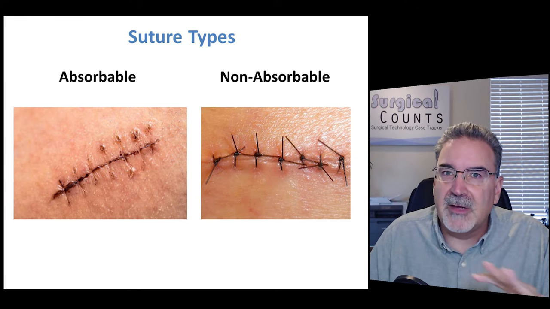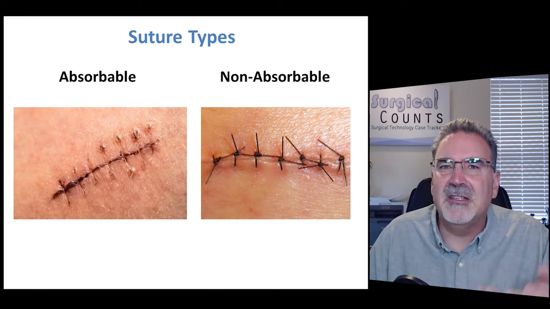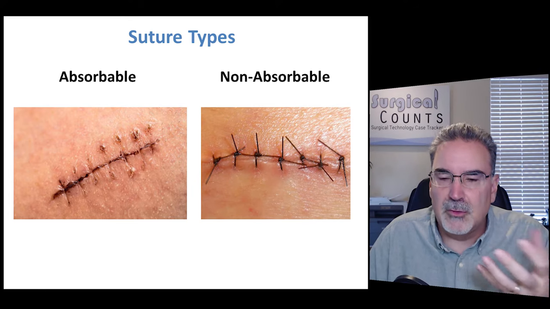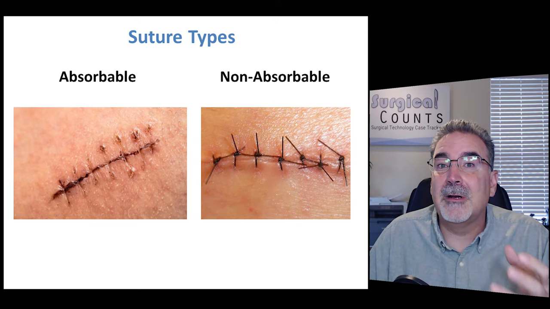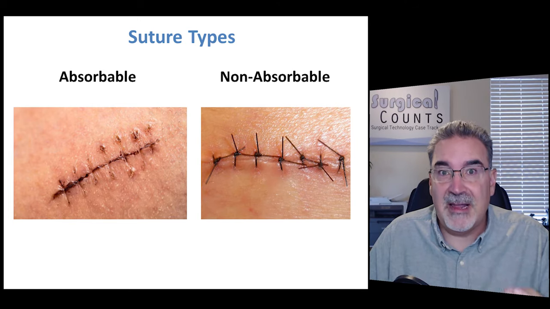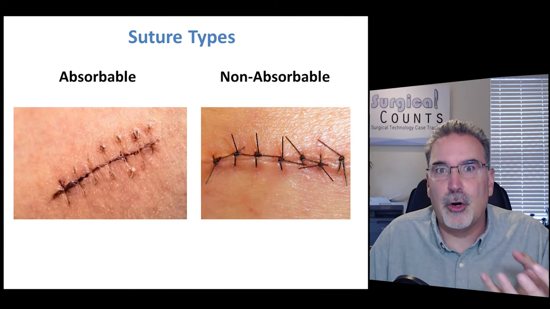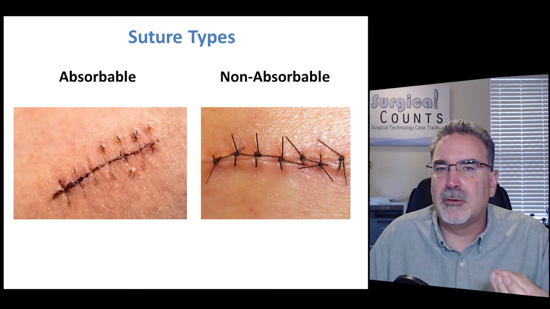So that suture is eventually going to go away over a couple of days, usually a couple of weeks. It'll get absorbed by the body. Non-absorbable suture, on the other hand, is not going to get absorbed by the body. It's going to stay there, pretty much permanently. So non-absorbable suture is really long-lasting. So why do we have these two different types?